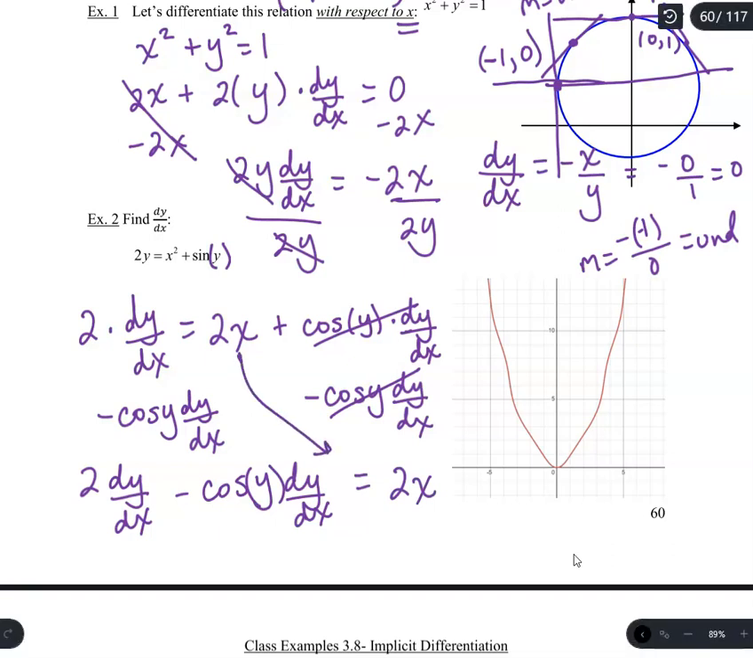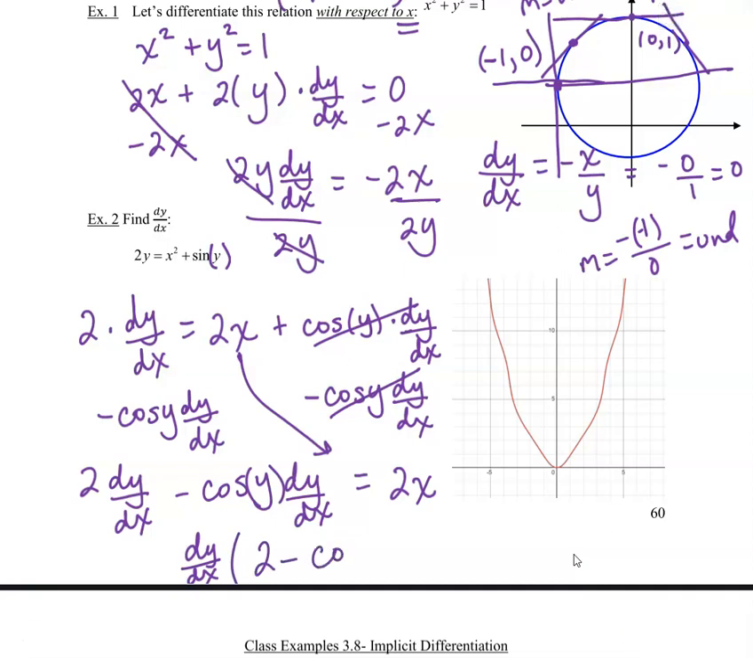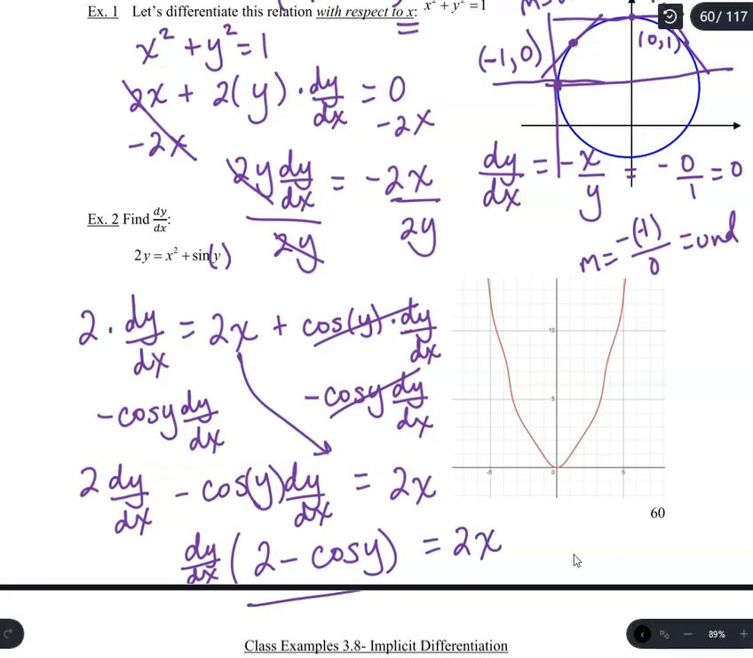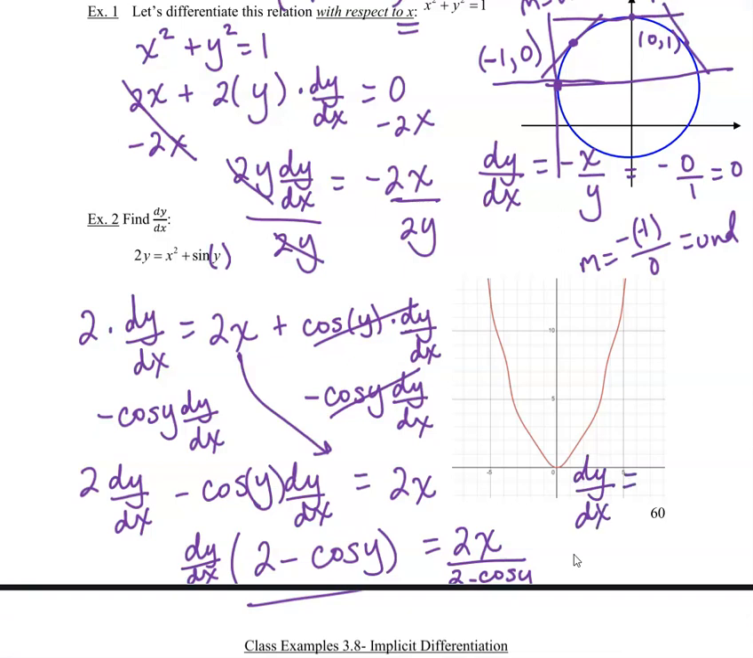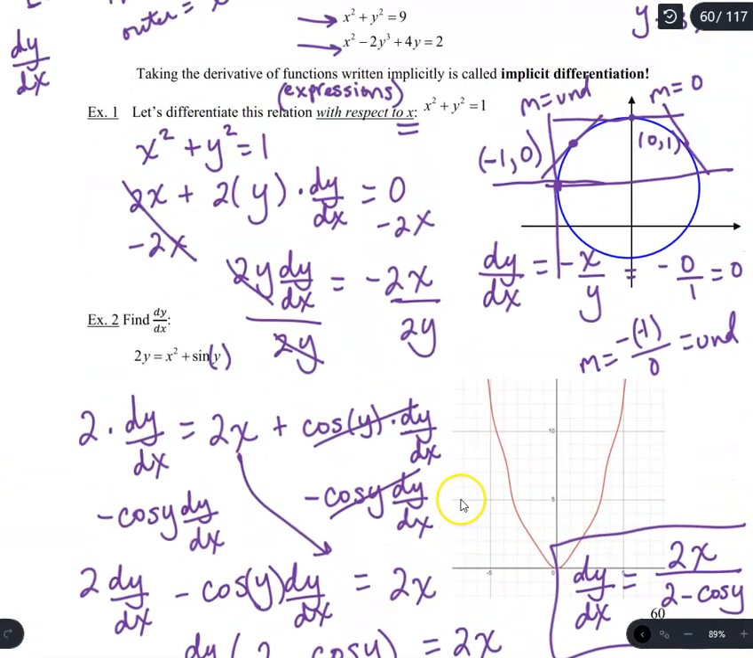Now, on that left side, the terms that are there both have dy dx in common. So I'm going to factor out a dy dx, and that leaves me with 2 minus the cosine of y, which equals 2x, still on the other side. And then you're going to divide both sides by 2 minus cosine y. So my derivative dy dx is equal to 2x over 2 minus the cosine of y. And that's implicit differentiation. So we'll do plenty of practice with this tomorrow in class and make sure we get the hang of it.